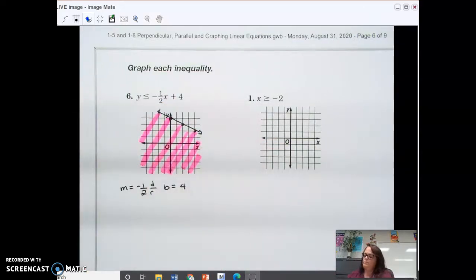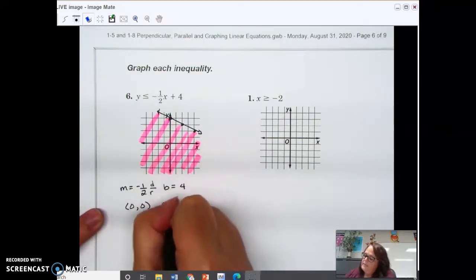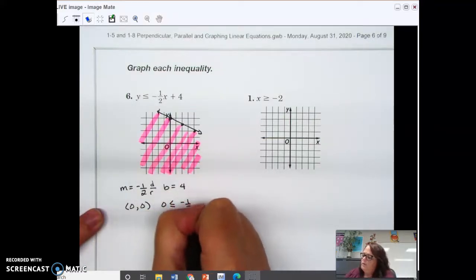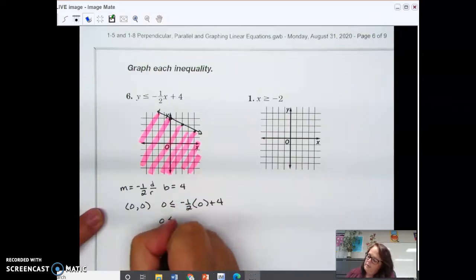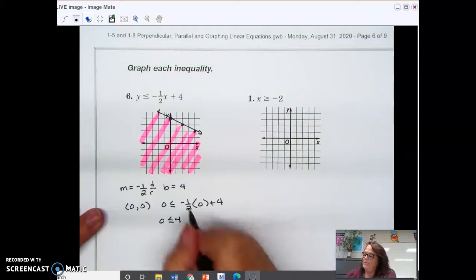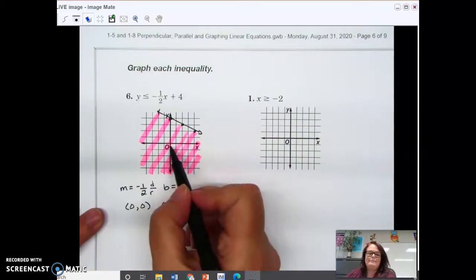And again, you can test a point, like we can test (0, 0). And if I plug that in, is 0 less than or equal to -1/2 times 0 plus 4? And so is 0 less than or equal to 4? That is true. So the origin should be in the shaded region, and it is.